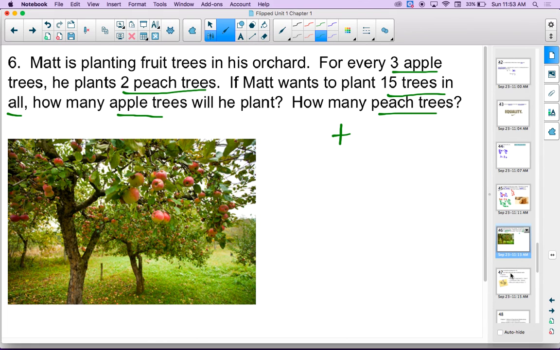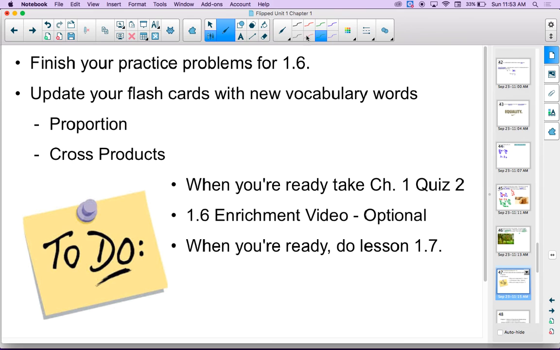Your to-do list for today, finish up all your practice problems for 1.6. I think there are about 5 of them. I would like you to update your flashcards with your new vocab words, proportion, and cross products. After this, you are ready to take the Chapter 1 Quiz 2. So if you're ready, you can start taking that quiz. There's also a 1.6 enrichment video that you can watch. It shows us a different way to solve these types of problems without cross products. And then when you're ready, move on to lesson 1.7.